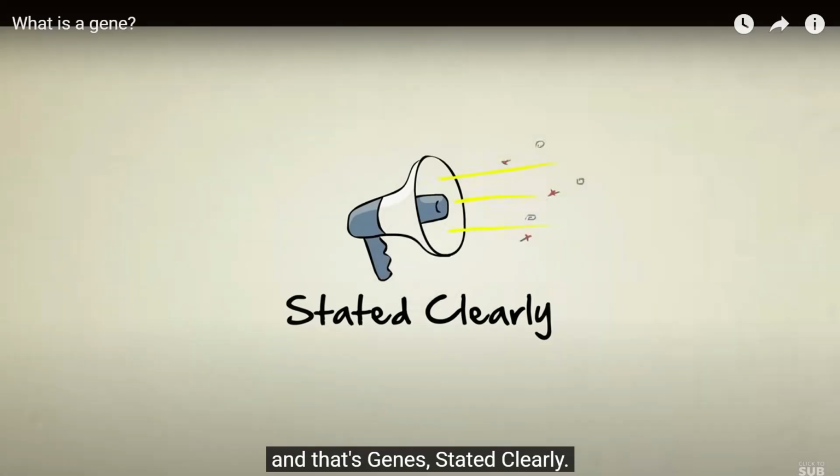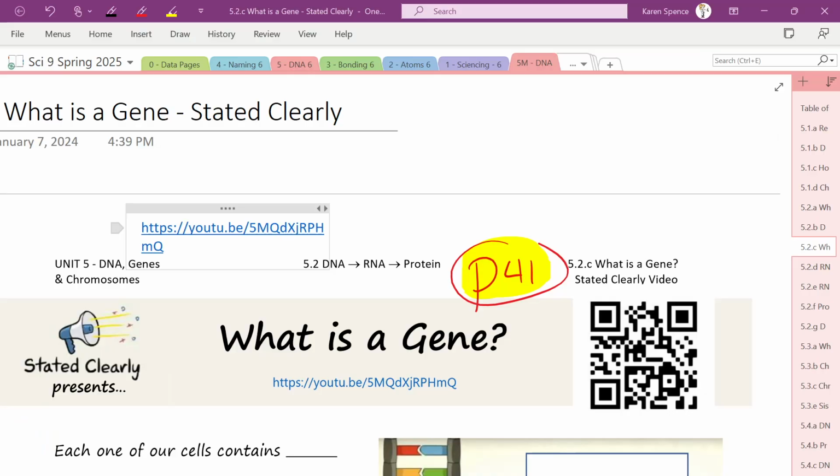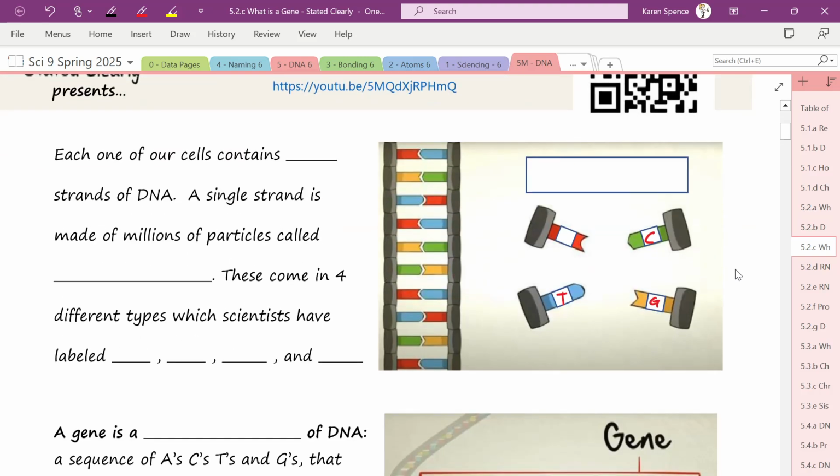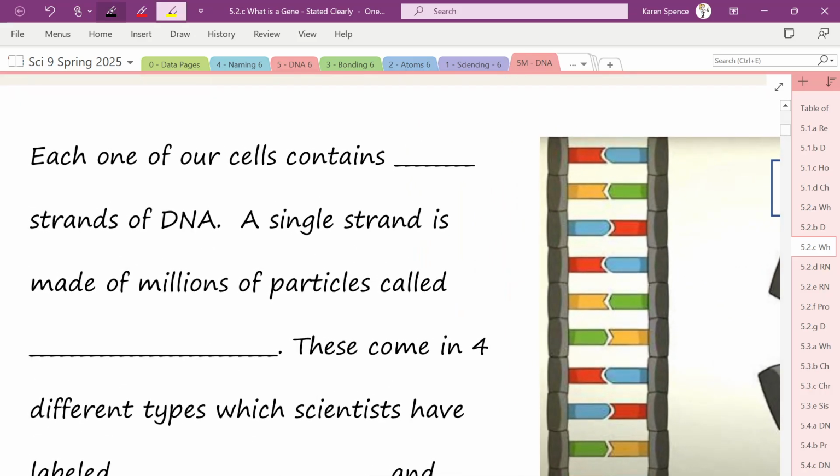Okay, so a lot of this we already know, but some of it's new. Let's go through and see what we've got. All right, each one of our cells contains how many strands of DNA? 46. Yes. A single strand is made of millions of particles called nucleotides.